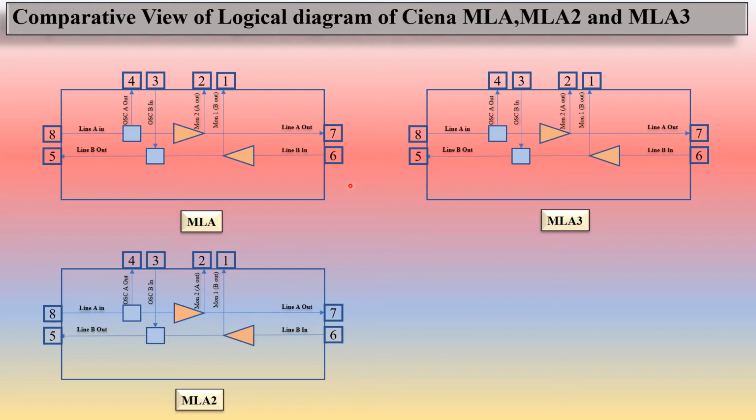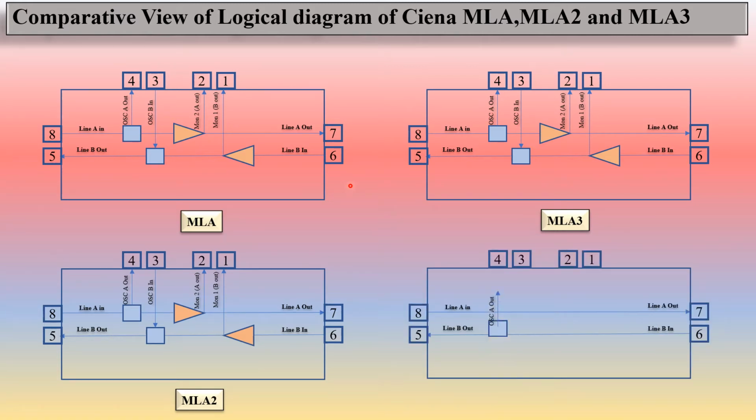The only difference between these three, MLA, MLA2 and MLA3, is because of some parameters, which we will discuss in the next few slides. So this is the second variant. There are two variants of MLA2.